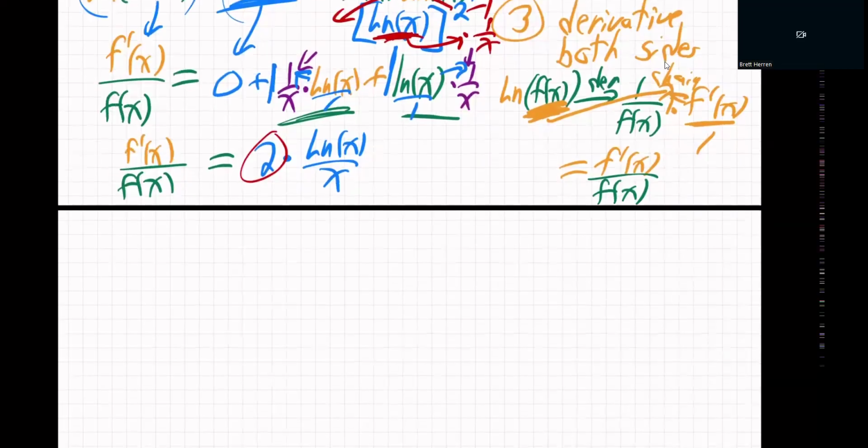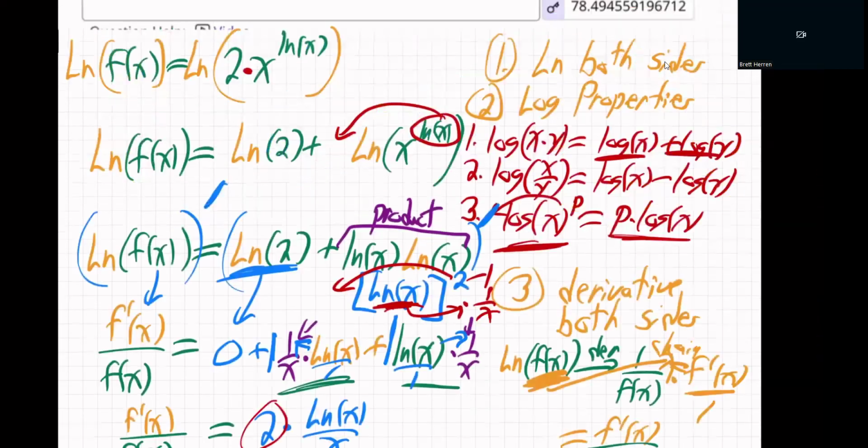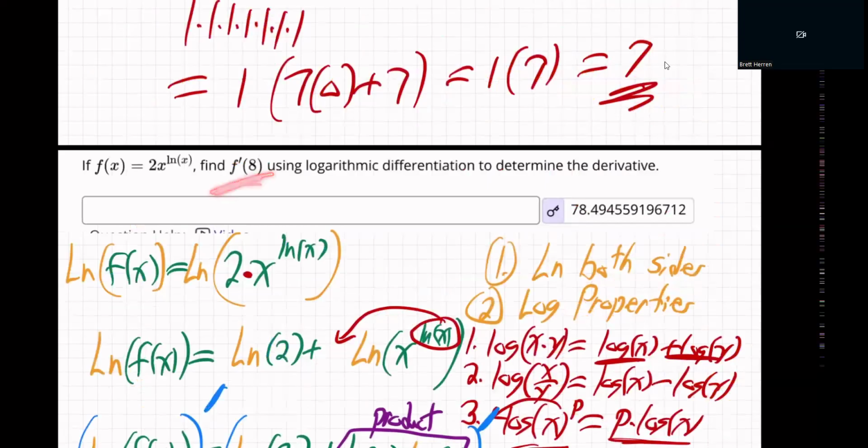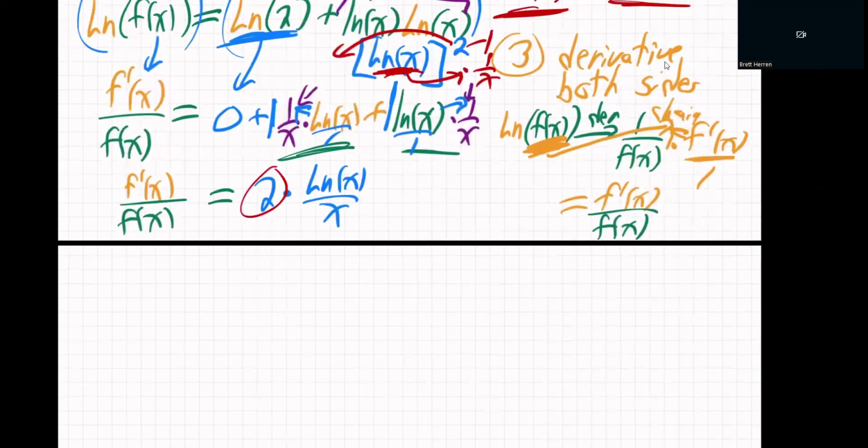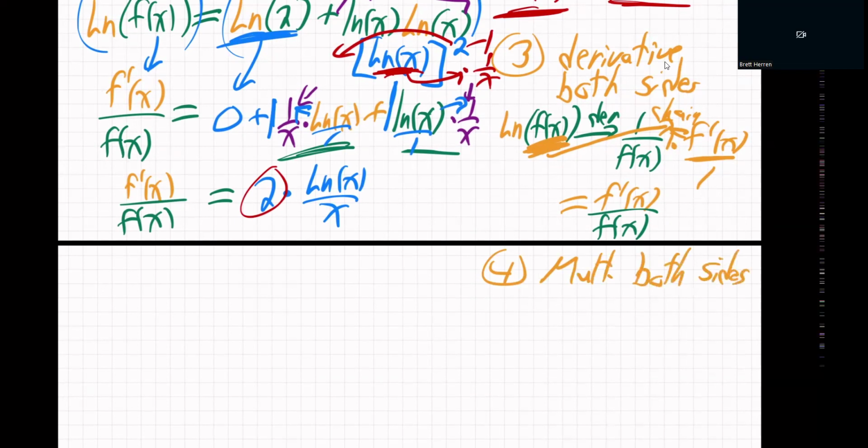We're almost done. F prime's not alone yet. We want F prime alone, right? We want F prime of 8, in fact. So how do we get F prime alone? What's the fourth step always in logarithmic differentiation? Multiply both sides by f of x, the denominator.